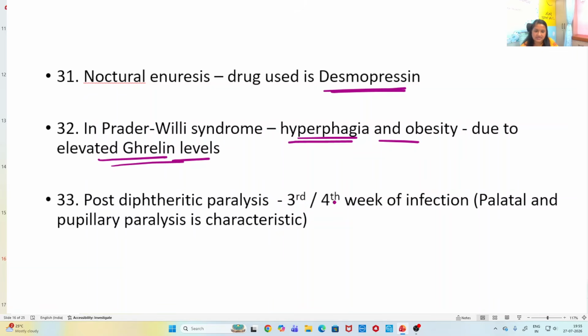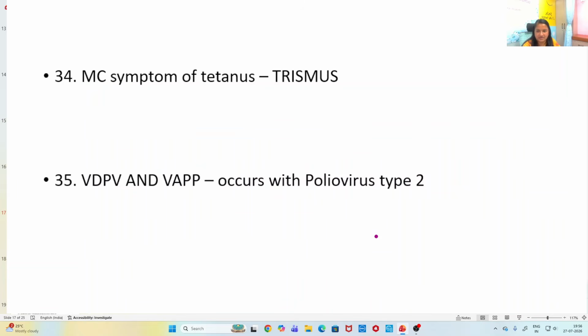Post-diphtheritic paralysis is usually seen in the 3rd and 4th week of the infection, and palatal and pupillary paralysis is characteristic. Okay, palatal and pupillary, and this is a reversible condition. Usually occurs in the 3rd or 4th week of the infection. Most common symptom of tetanus is trismus, that is difficulty in opening the mouth or restricted opening of the mouth.